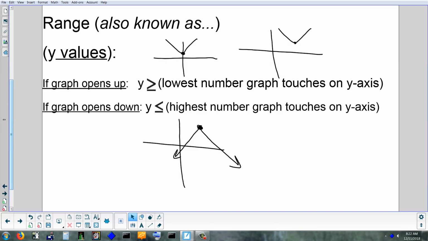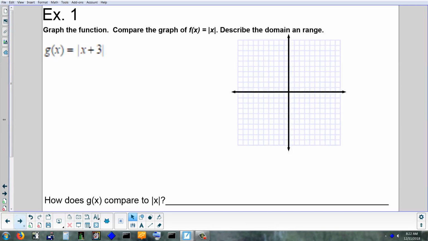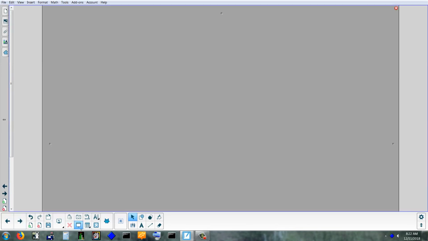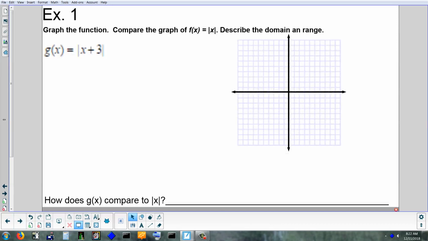All right, now we'll practice examples for probably 25, maybe 30 minutes. It's set up where we give them one, and then the next one they can try on their own. All right, so let's look at this one. They're asking us to do the three things: graph it, compare it, domain and range. So let's start with the graph.